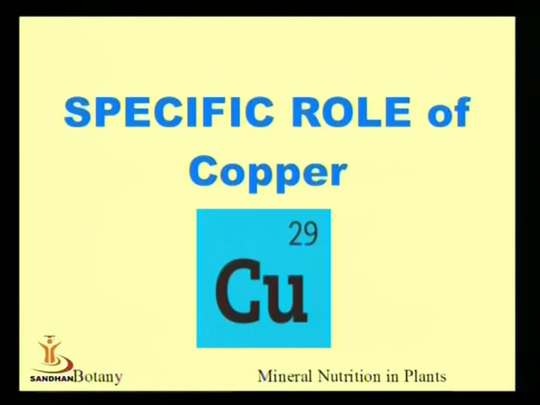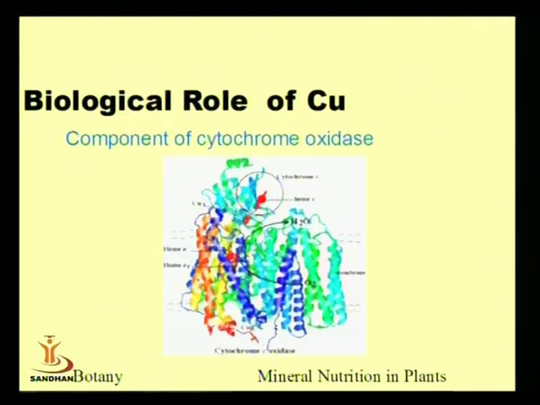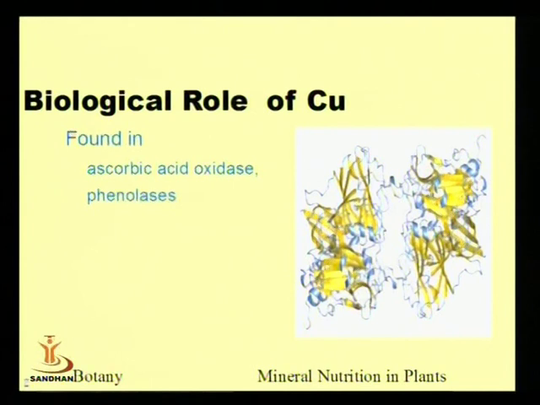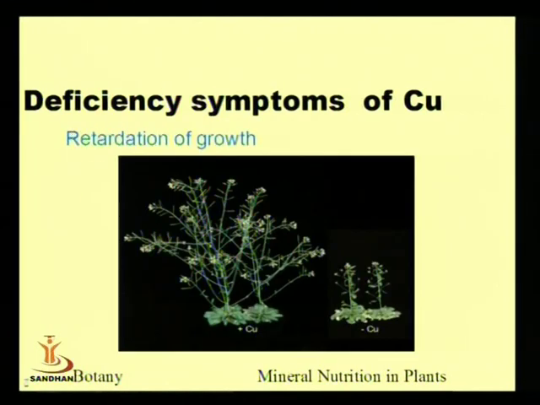Then we are going for the specific role of copper. Copper is one of the important components of cytochrome oxidase, and cytochrome oxidase has a very important role in plant life. Further, it is an important part of plastocyanin. This plastocyanin plays a major role in photosynthesis. It is found in ascorbic acid oxidase as an enzyme, and it is associated with phenolase also, right?